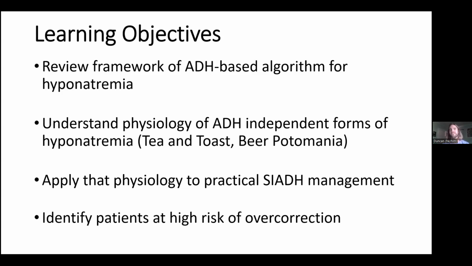overcorrection. And then if we have time, there are some really interesting studies that are coming out that may be indicating that a lot of what we thought we understood about osmotic demyelination syndrome might not be the case, which is humbling, but good to review.